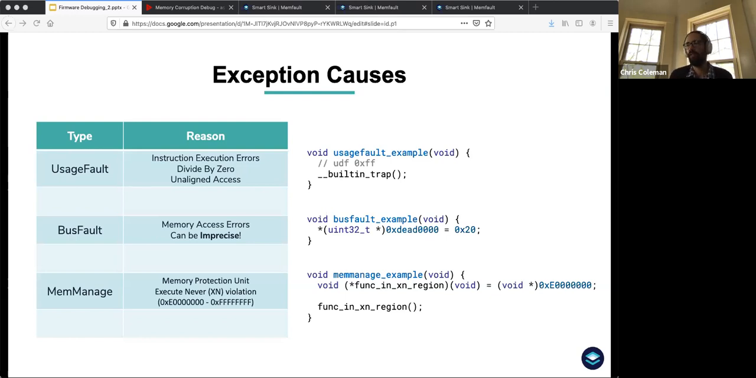On the right, we have a few basic examples of faults here. My favorite is the undefined instruction that a lot of compilers have as an intrinsic, built-in trap. It's an instruction that can intentionally be used to trap into a fault handler. For architectures that don't have breakpoints, that's often how they'll trip. And then the bus fault example is very similar to the one we were starting off with. And the mem-managed example is a pointer cast to that address range I was talking about that will trip and trigger faults.